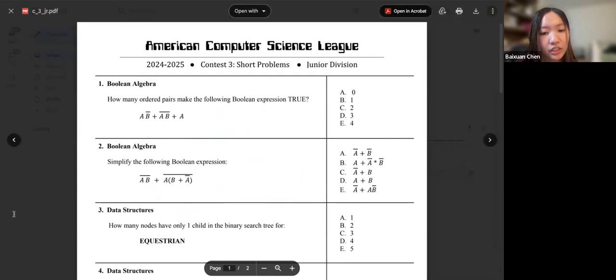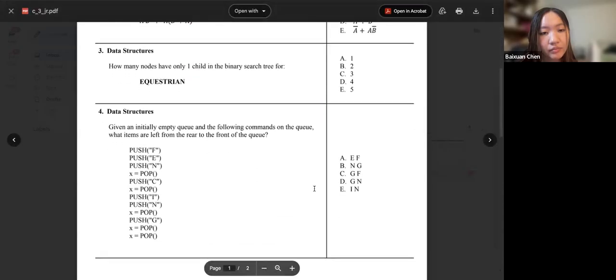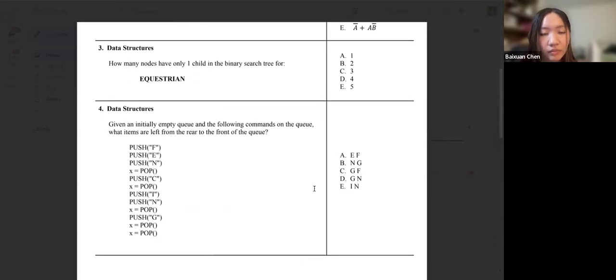So then for the next one, we have data structures. For this question, we need to know what a binary tree is. So what is a binary tree?